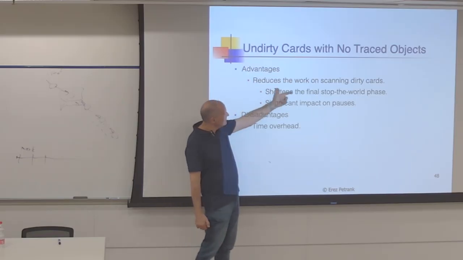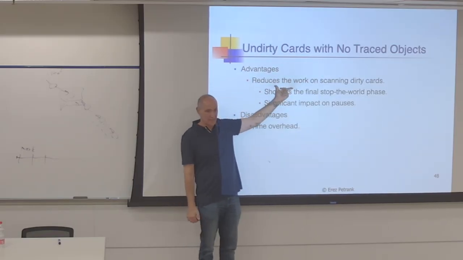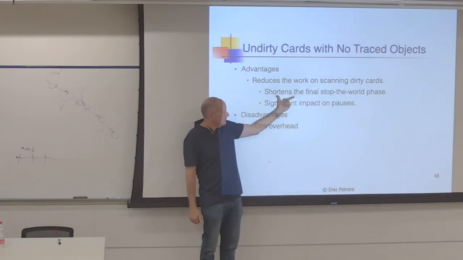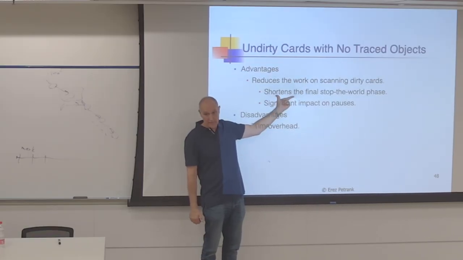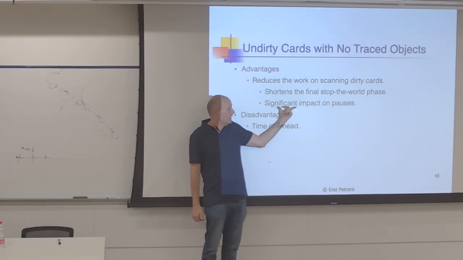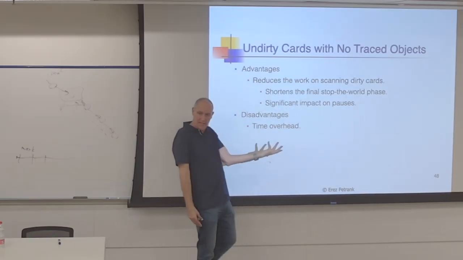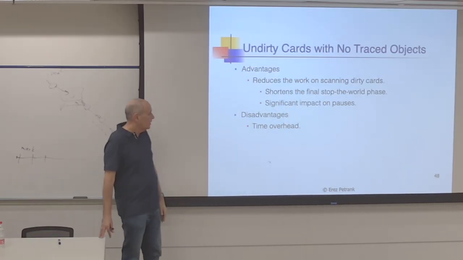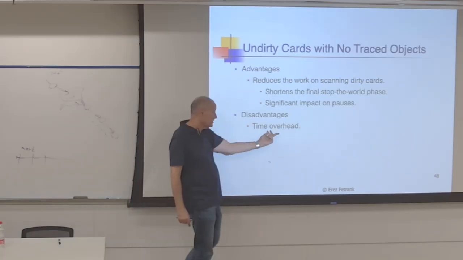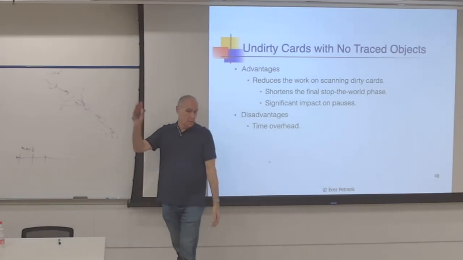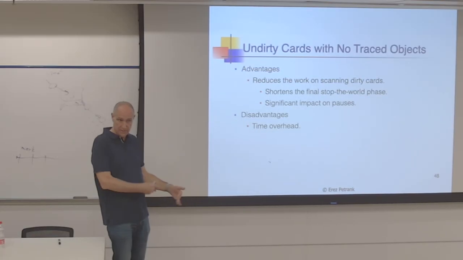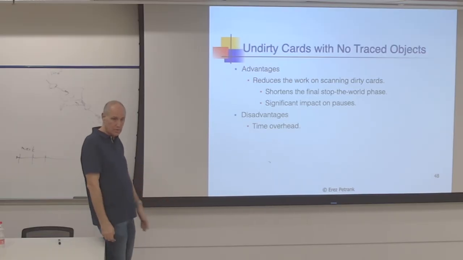So the advantage is reducing the work on scanning the dirty cards, shortening the final stop the world phase, which is really important. It had a significant impact on the pauses. The disadvantage is that you have to do it. You have to go through the cards. It takes time, so a bit of cost on the throughput.